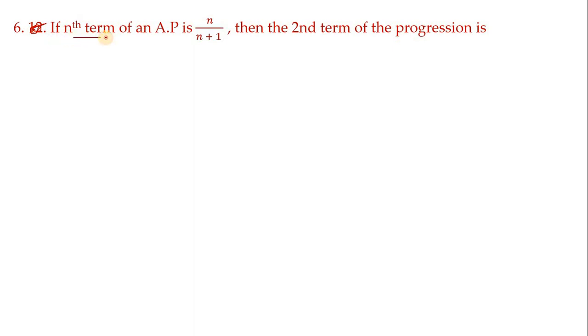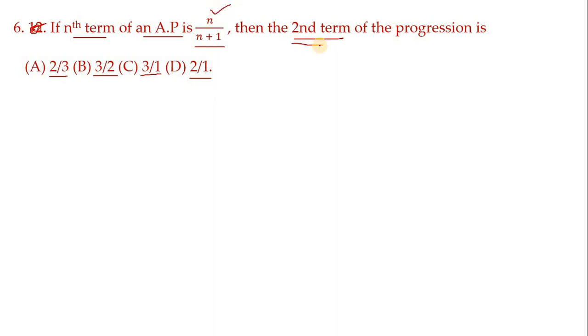If the nth term of an AP is n by n plus 1, then the second term of the progression is: 2 by 3, 3 by 2, 3 by 1, 2 by 1. Simple problem, children. Here the nth term is given. We need to find the second term. Means in the given nth term, substitute the n value as 2. So just like this, here I substituted 2 and here also I substituted 2.